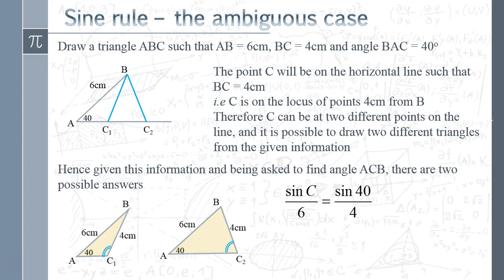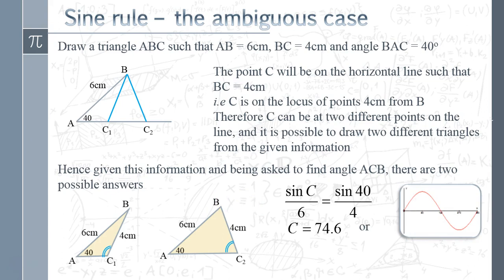Here we go, sine rule. Sine C over 6 is one pair, and my other pair is sine 40 over 4. Then just do the rearranging, and away we go. We've got an angle of 74.6, but we should know that we actually get 2 angles between 0 and 180 that we can get from here. Depending on how you do it, I'm always for drawing the curves, but if you're a CAST person, then obviously you'll be using CAST to do this.